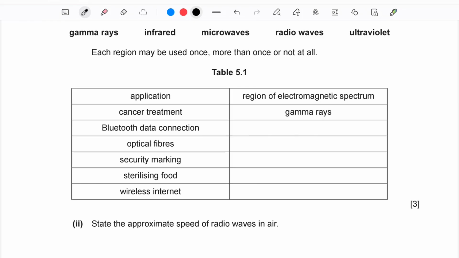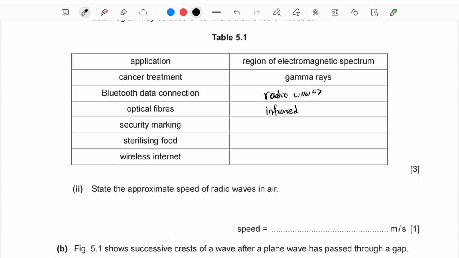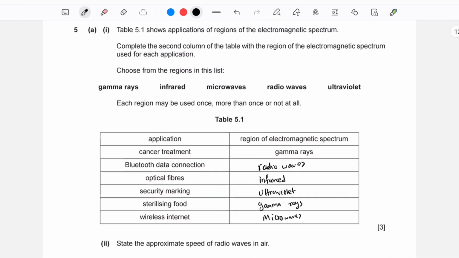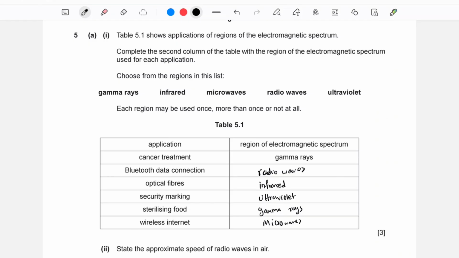Then we have Bluetooth connection, and that's radio waves. For optical fibers, it's infrared. For security marking, ultraviolet. And for sterilizing food, again gamma rays. And wireless internet is microwaves. It's important for you to know the uses of these regions, so it's good to know at least 2 or more uses of each of these electromagnetic spectrum regions.